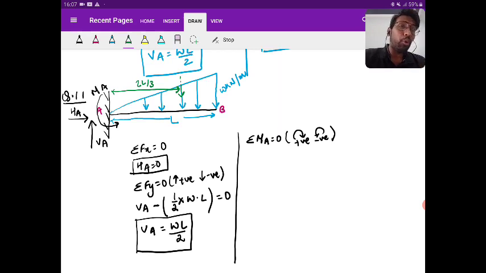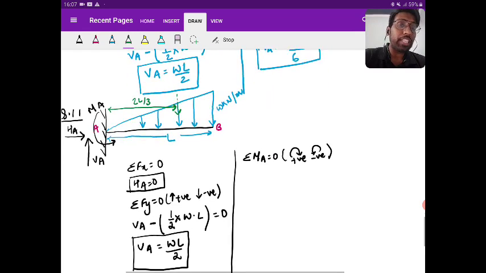So when I take the moment about A, what am I going to write? The UVL load is acting downward, and the lever arm is towards right. Now you can imagine, right? We have solved so many questions. The load is acting downward and the lever arm is towards left, so you can see a clockwise moment, and clockwise is taken as positive.